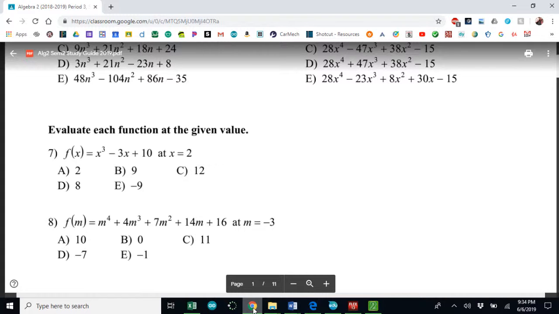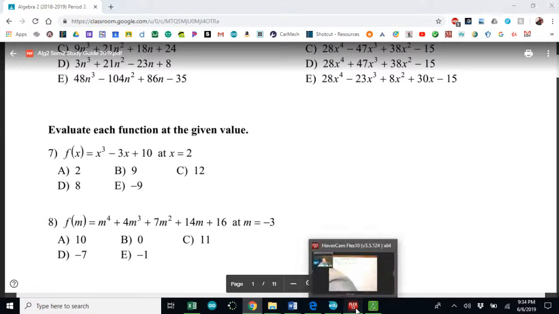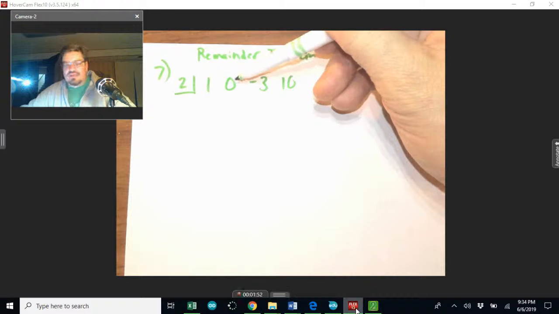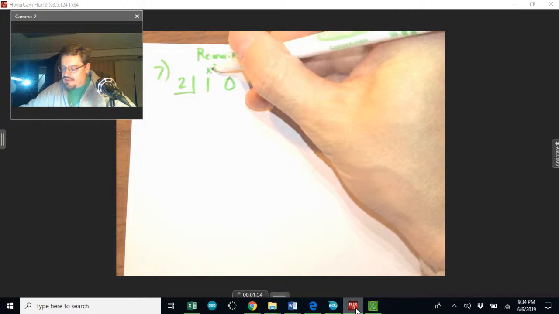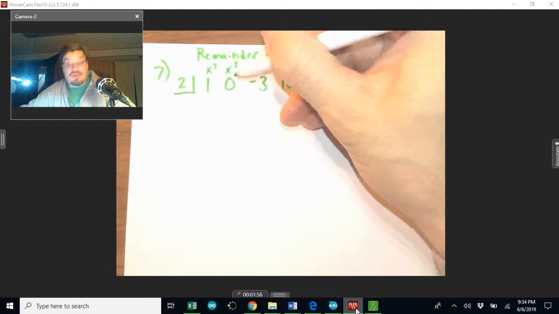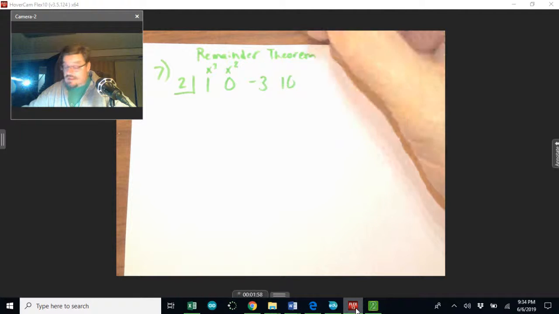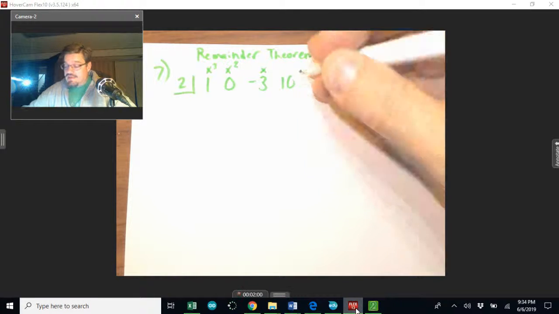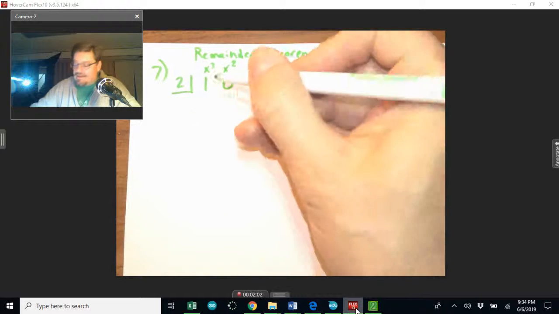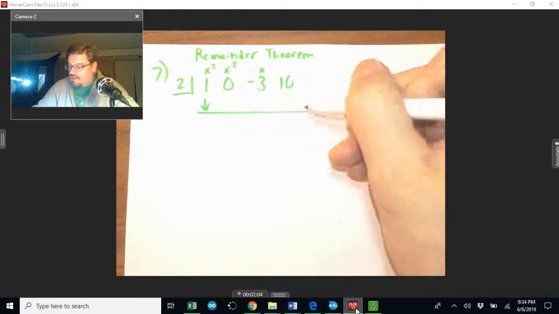So x to the third power, it's just a 1 for the coefficient. Then I do not have an x squared, so I do need to put a 0. Then I have a -3, and then I have a 10. A lot of you probably forgot to put that 0 there your first time around. So just remember, this is the x to the third, that's the x squared, and there is no x squared, so we have to put a 0 there. This is the x, and then the 10 is for the constant at the end of the polynomial.